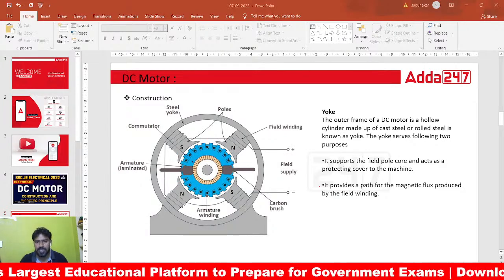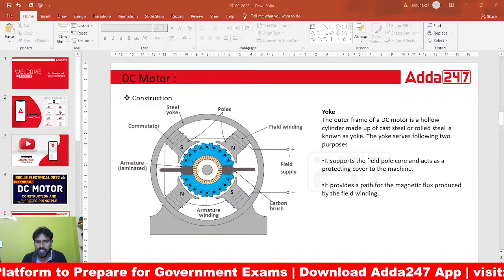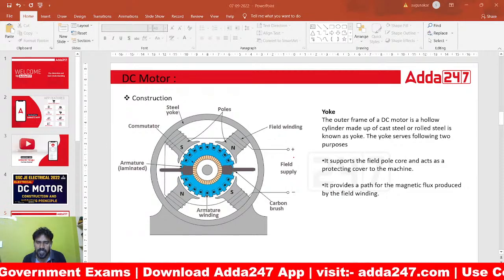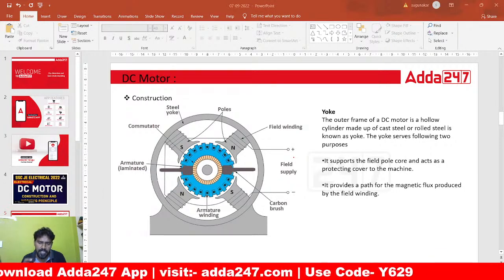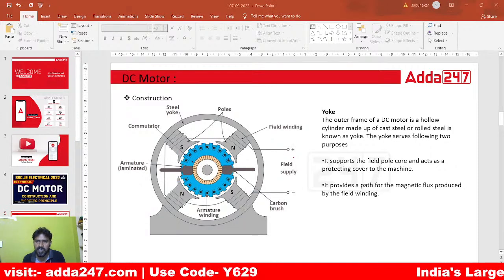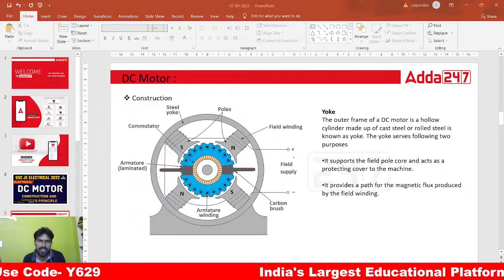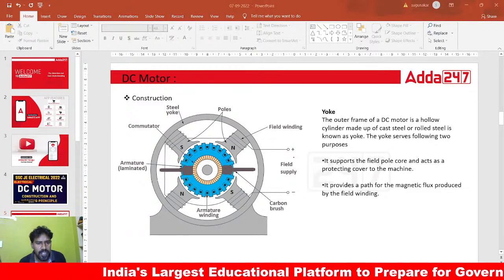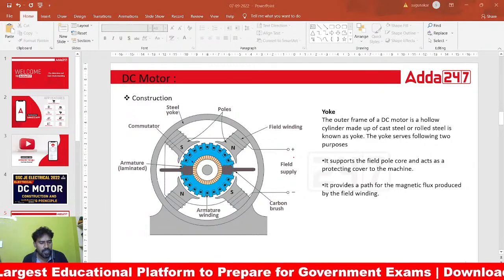So from this you can remember two or three answers. For small machines, the laminations are directly mounted on the shaft. For large machines, they are mounted on the spider. The lamination is mainly to reduce the eddy current losses. The armature core is made up of soft steel. These are the points you can remember regarding the armature core.